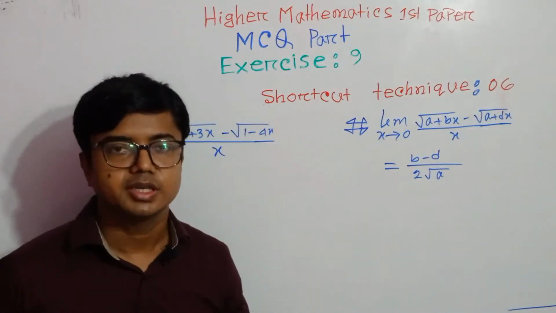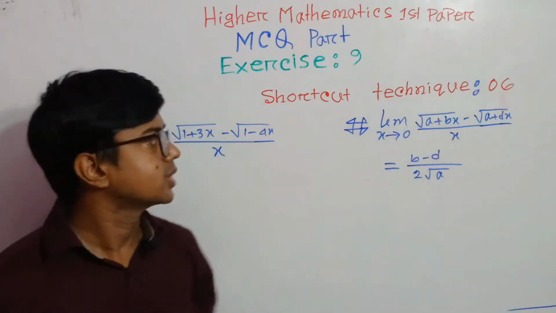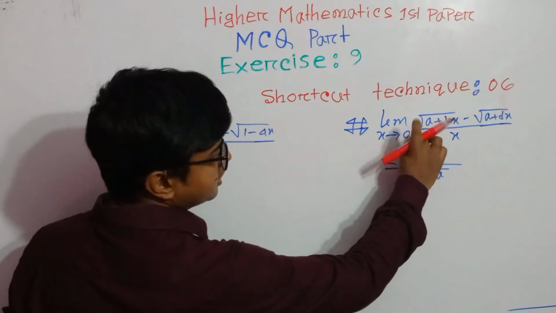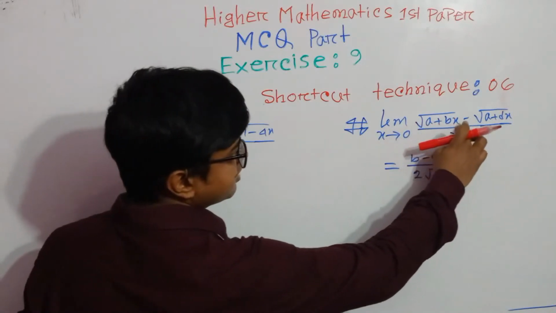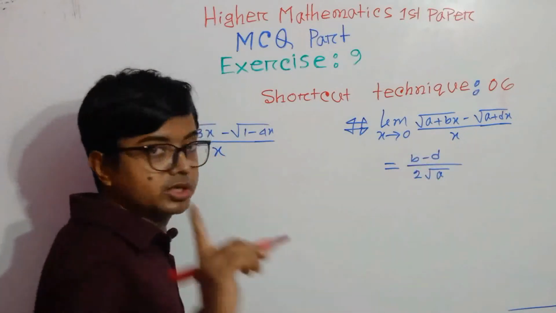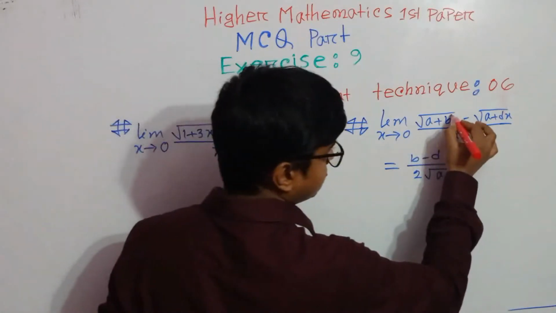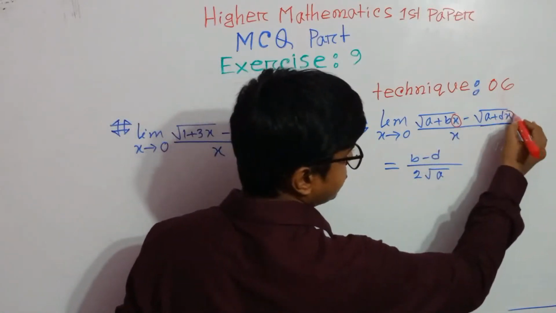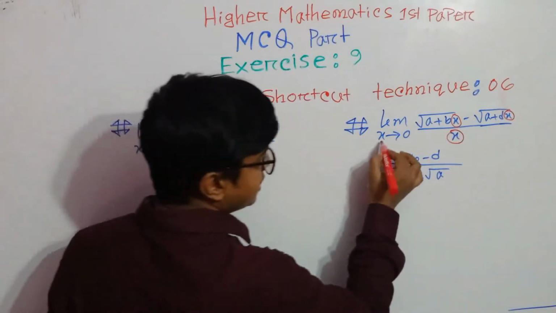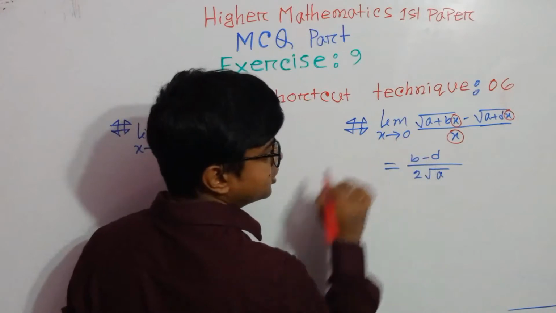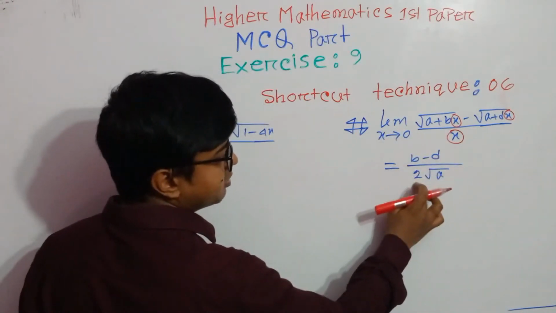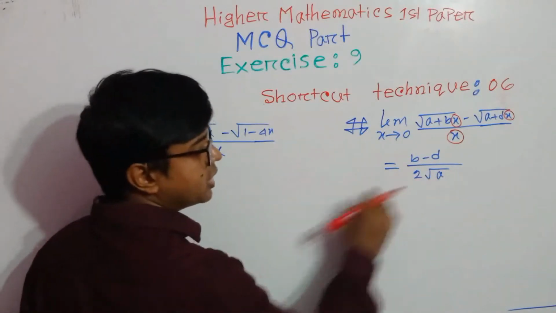Now shortcut technique 6. When limit x tends to 0, (square root of a plus bx minus square root of a plus dx) by x. But one thing is important here: the x variable must be the same, and the limiting value must be x tends to 0. Then you can apply this formula: (b minus d) by 2 square root a.